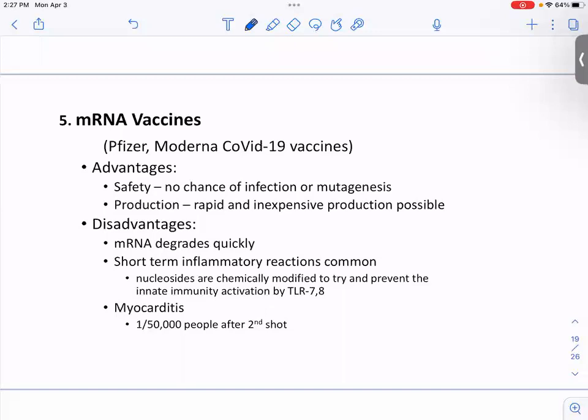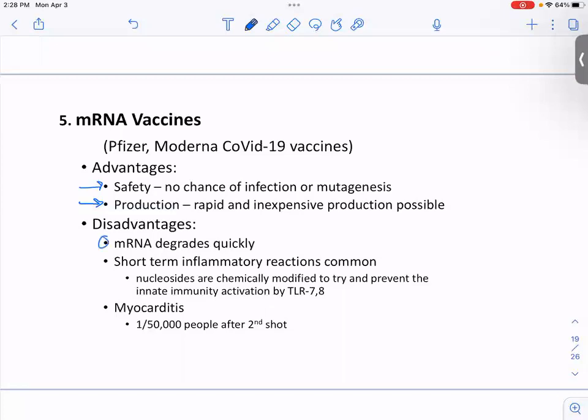Advantages and disadvantages of this kind of vaccine: it's very safe. There's no way that a person is going to get the infection that you're vaccinating against from the vaccine. That would be impossible. It can't mutate your DNA either. And it's very quick and fairly inexpensive to produce. The influenza vaccine that we use takes like 6 months to get a large enough quantity, so we have to start preparing for the flu season like the February before. With mRNA vaccines, we can make lots of them very quickly.